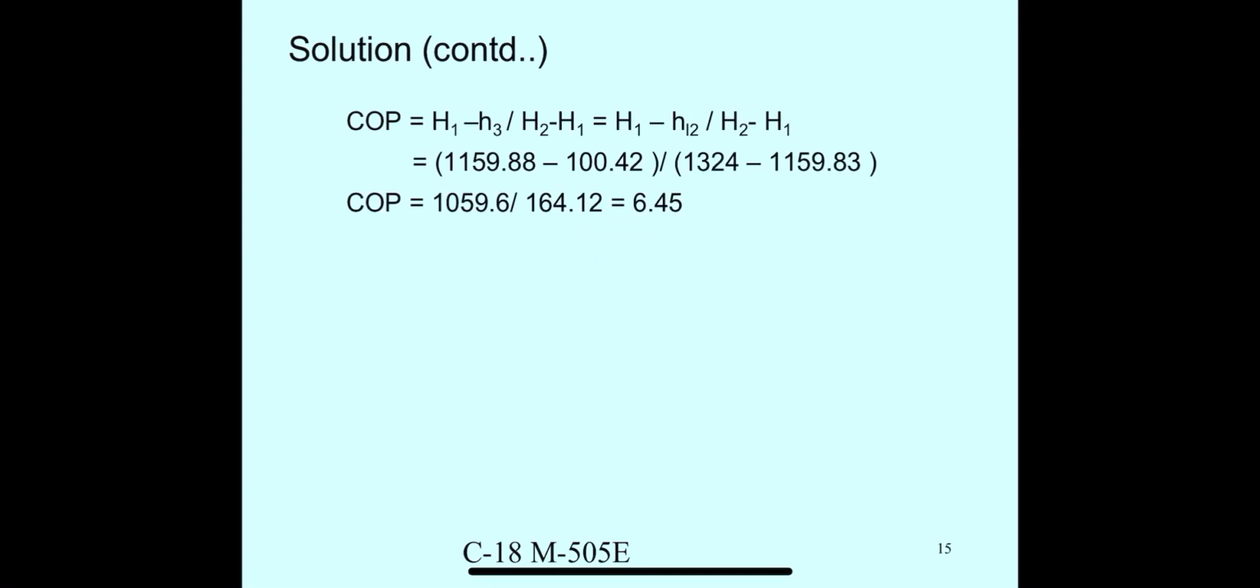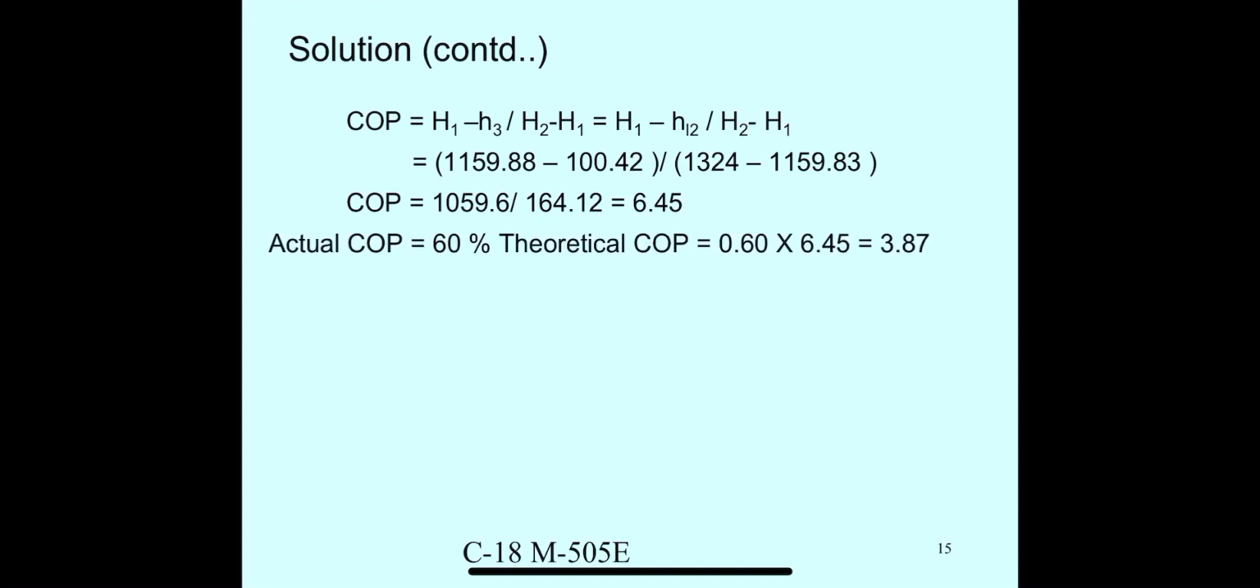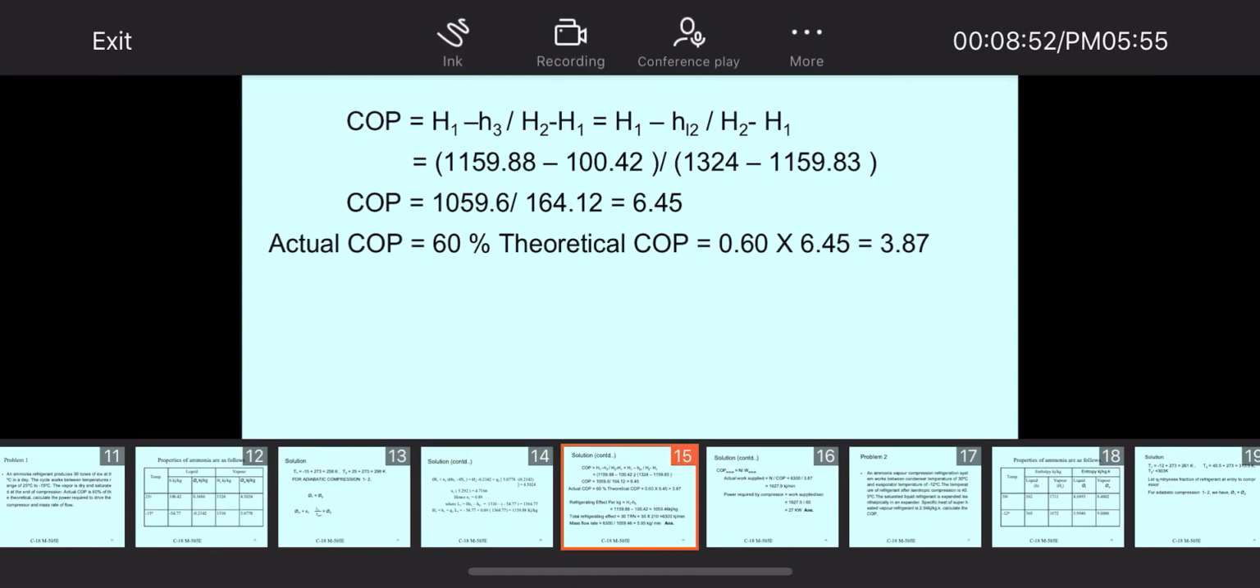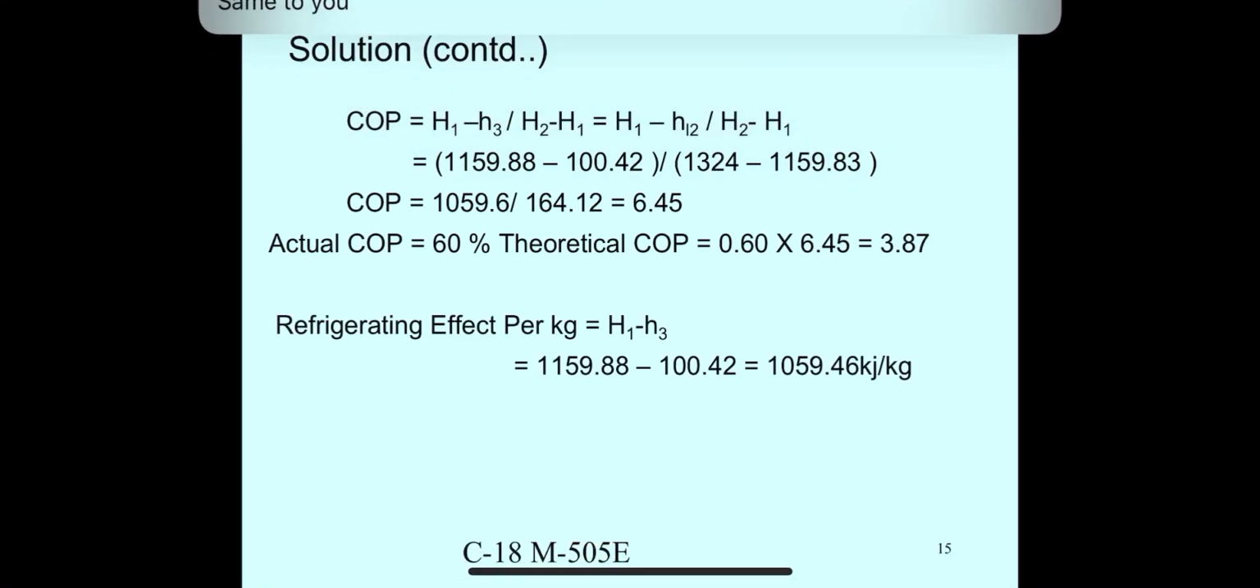So after getting the H1, find out the COP. H1 minus H3 by H2 minus H1, we will get the COP of the vapor compression refrigeration system. This is the theoretical COP. So actual COP equal to 60% of theoretical COP. Then actual COP equal to 3.87. Now we get 3.87 as the actual COP.